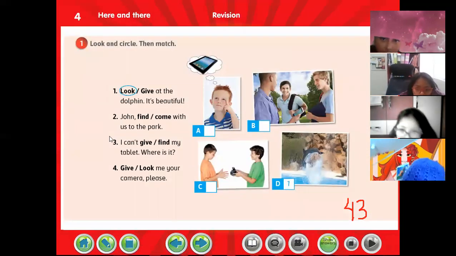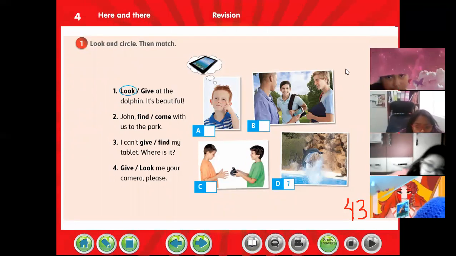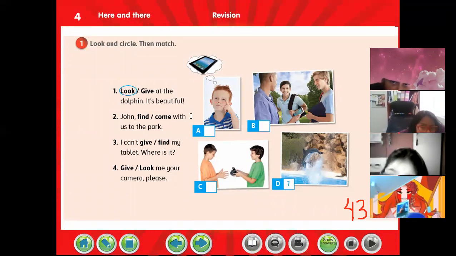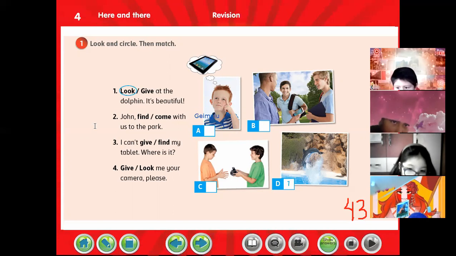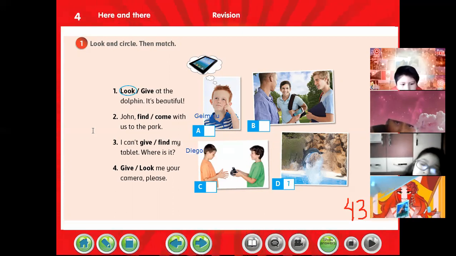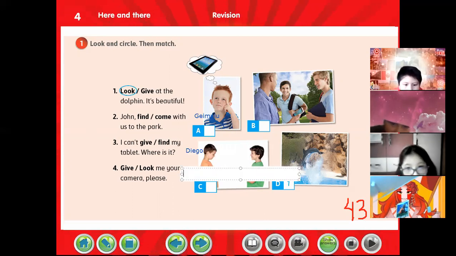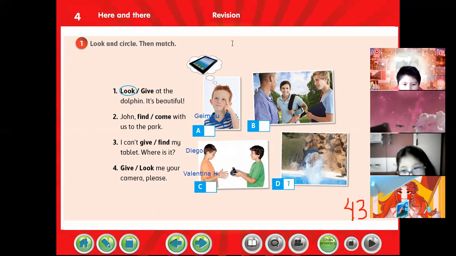I'm going to choose four students in this case, and you are going to help me, okay? These four students are going to circle this. Let's see. Jamie Lou, you're the number one. Yeah, you're going to help me the number one. Oh, sorry, the number two. Diego Enciso, Diego, you are going to help me the number three. And Valentina Wamani, Valentina, you help me the number four. Okay? Please, Jamie Lou, Diego, Valentina, go to Zoom, circle. Okay, circle. For example, the number one. No? Look, look at the dolphin. It's beautiful. See?